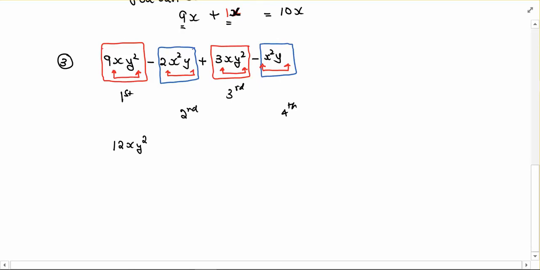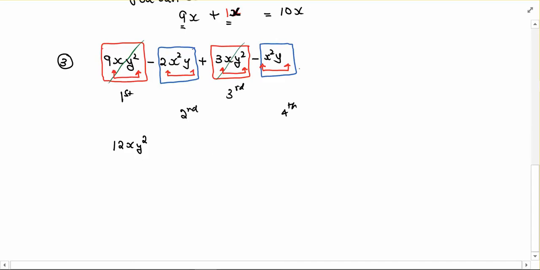xy squared. Now, this is something I do just to make sure that if I have a complicated expression that I've gotten them all, I sometimes cross these out when I combine them. So that way I know I've combined it. Then I go on to the next pair. So the second and the fourth.